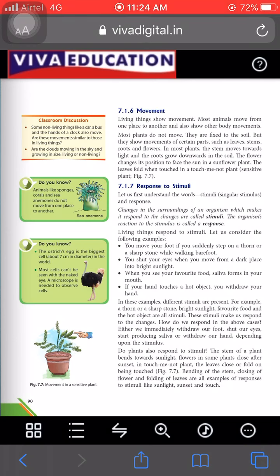Plants do not move. They are fixed to the soil, but some parts like leaves, stems and branches show movement in different directions. In most plants, the stem moves towards the light and the roots grow downward. Next is response to stimuli.